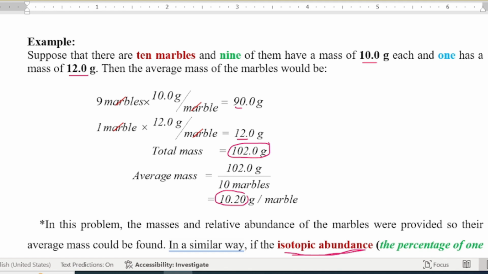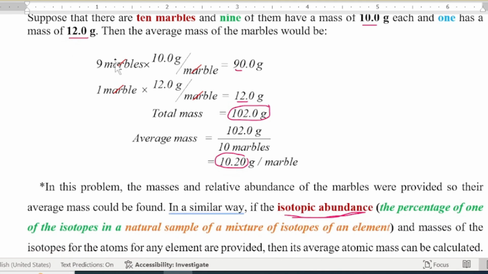You know that more than I do. So you take 9 of the marbles and multiply by the mass for each, you get 90 grams. So these 9 marbles will contribute a mass of 90 grams. This one here contributes a mass of 12 grams, so a total mass of 102 grams. So the average mass that we found by taking this mass here and dividing by 10 marbles gives you 10.2 grams per marble.